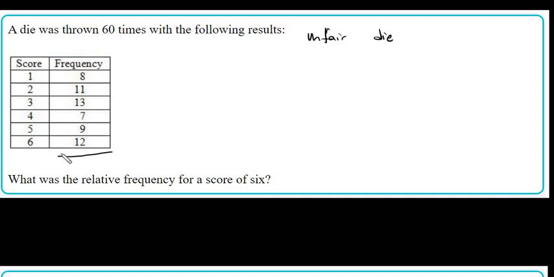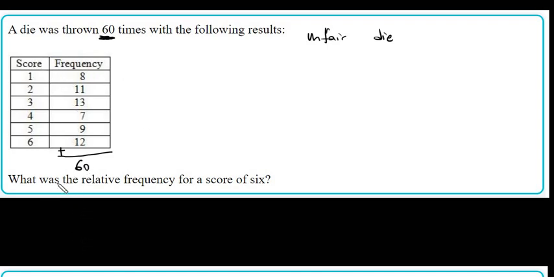So when you add these frequencies, you should get 60. Let's add them. 11 plus 8, 19, plus 13 is 32, plus 7, 39, plus 9, 48, and plus 12, 60.